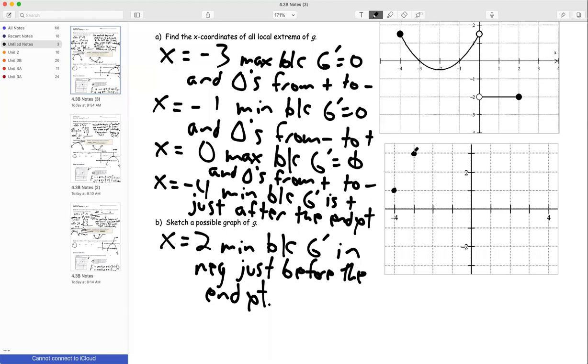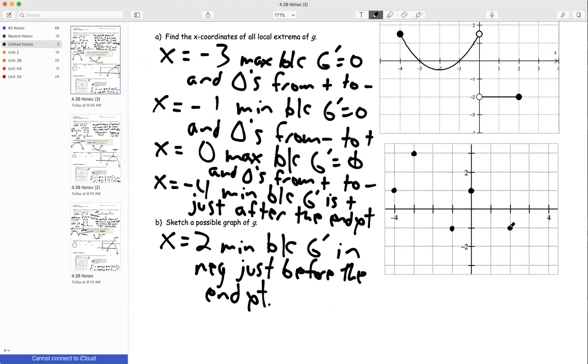At -1, I have a minimum. So it's going to go down here. Then it's going to go back up at 0 because it's a max. And at 2, it's also going to be a minimum.